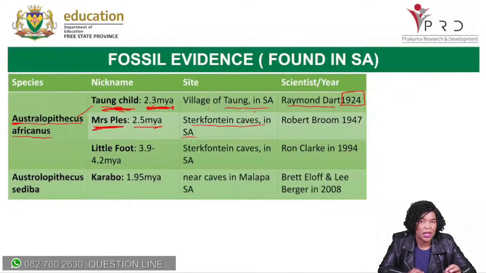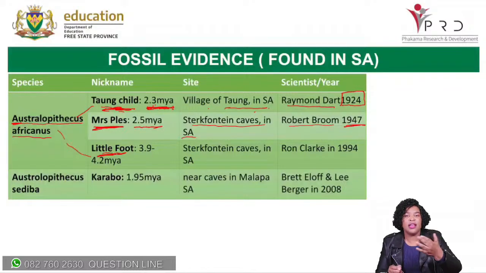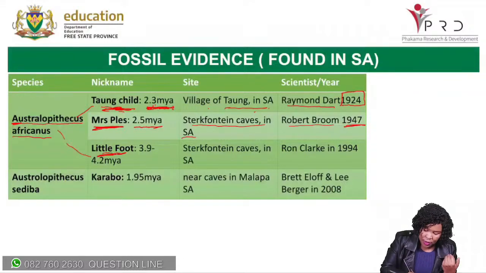This is where Mrs. Ples was found by Robert Broom in 1947. Then Littlefoot is another one of the Australopithecus. There was a question that was asking, name the 3 fossils of the Australopithecus africanus that were found in South Africa. You will say your Taung Child, Mrs. Ples, and Littlefoot. Littlefoot existed at about 3.9 to 4.2 million years ago, was found in the Sterkfontein caves also in South Africa by Ron Clarke in 1994.